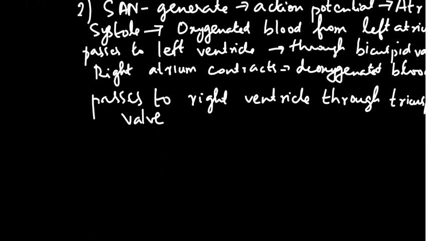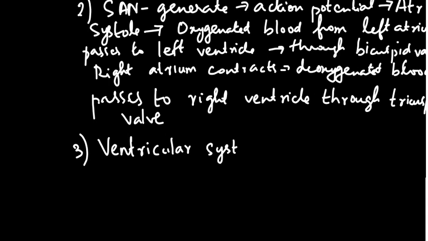So third step will be ventricular systole. When the ventricles are contracting, the atrium would be relaxing. So that will be atrial diastole. But now it is the ventricular systole. When the ventricles contract, it means ventricular muscles will contract. The blood from the ventricles moves towards the blood vessels.